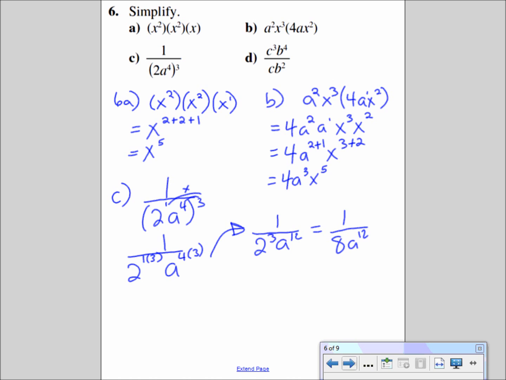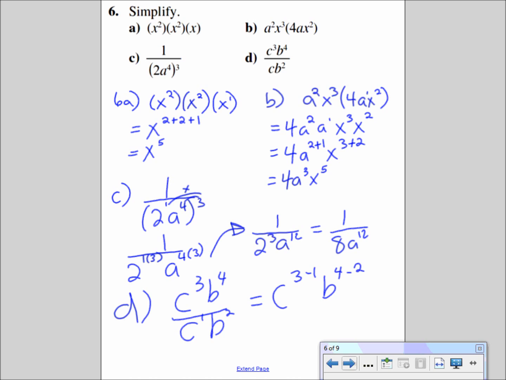D, I'm not done. Okay, so D is C to the 3, B to the 4 over C, and I'm going to add that exponent of 1 there, and B squared. So now, because this is a division, I do what with my exponents? Subtract. So I get C to the 3 minus 1 and B to the 4 minus 2, which gives me C squared, B squared, and I'm done.